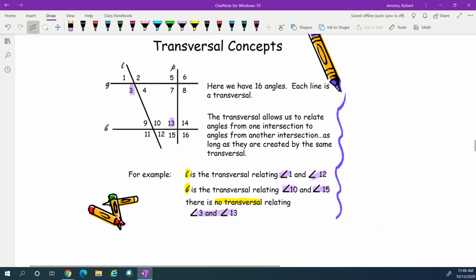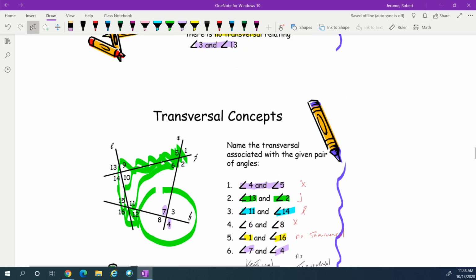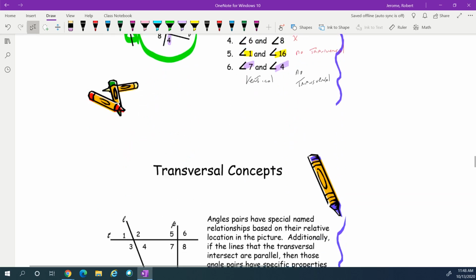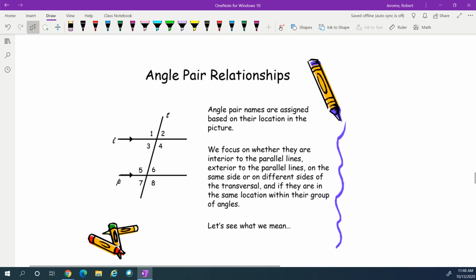And identifying the transversal that goes with each pair of angles is really important. We're going to tie some of this together today because as we look at these transversals that connect the different intersections, we're going to be able to do some work here. But all of our work is going to be based on those lines being parallel. So again, we indicate that lines are parallel by putting the arrows on them.